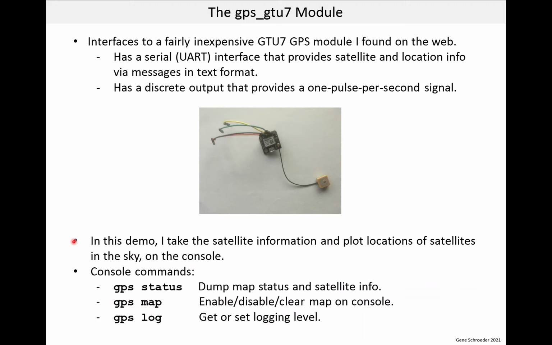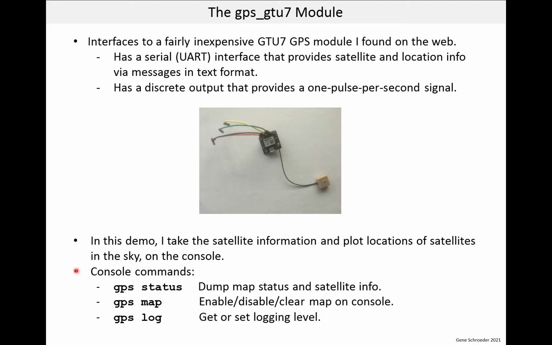I am stationary at my desk, so my position is not very interesting. But the satellites are moving, so I thought it would be interesting to take the satellite information and plot locations of satellites in the sky on the console. Now, the console is crude, it's just text, and I don't have a nice graphics display from my board. But the console interface works, and you'll see it shortly.